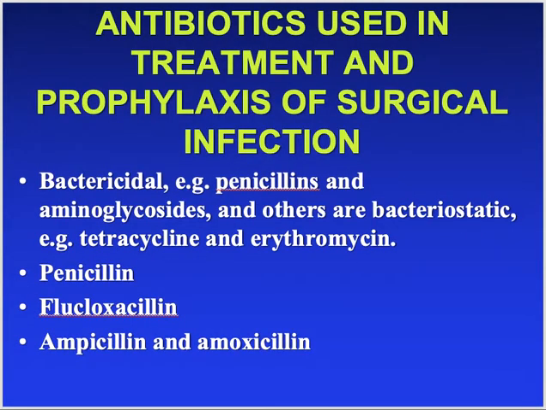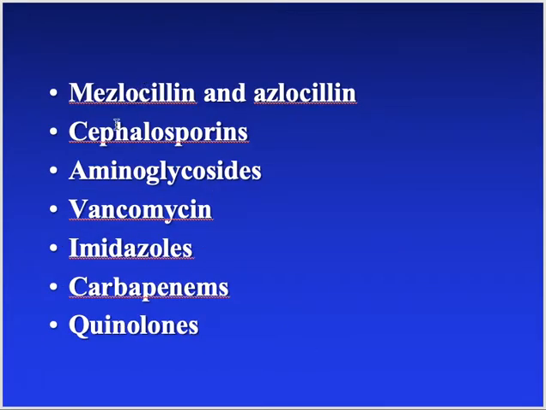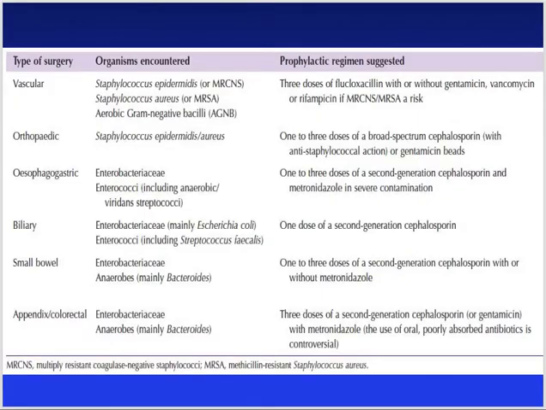So, antibiotics used in treatment and prophylaxis of surgical infections: penicillins, flucloxacillin, ampicillin, and amoxicillins, and a long list is there, right? Azlocillins, cephalosporins, aminoglycosides, vancomycin, imidazoles, carbapenems, quinolones. This is again a type of surgery, and what are the most common organisms which are encountered, and what are the prophylactic regimes which are suggested.